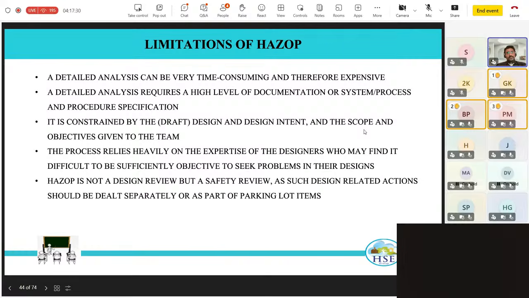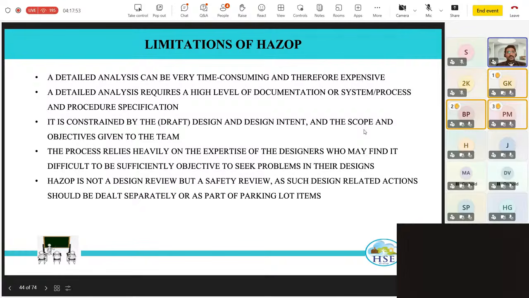Next is the limitations of HAZOP. Like everything has its benefits, there are certain limitations also. A detailed analysis can be very time consuming and therefore expensive. Obviously, converging so many resources at a single forum, including the HAZOP scribe and other SMEs, could be expensive. So that is why we say it is expensive for longer, time consuming sessions.